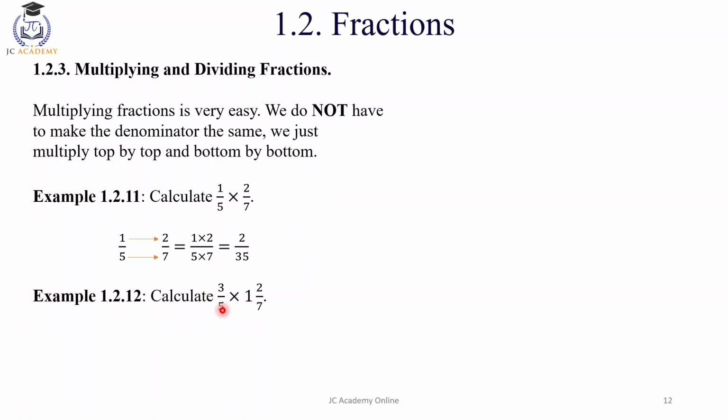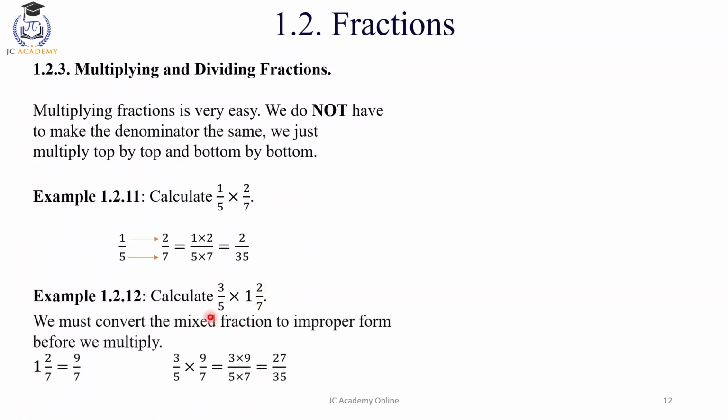We have: calculate 3/5 times 1 2/7. Now in this case, because we have a mixed fraction, let's convert it into improper form, just so it's easier to multiply, because we just want to multiply straight across. So to convert this to an improper fraction, we do 7 times 1, which is 7. Then we add the numerator, which is 2. So 7 plus 2 is 9. So we have 9/7. So we have 3/5 times 9/7.